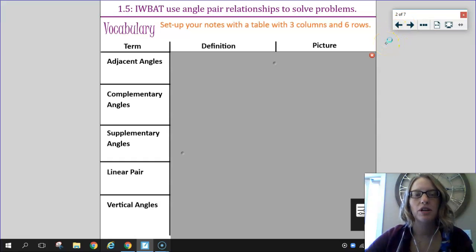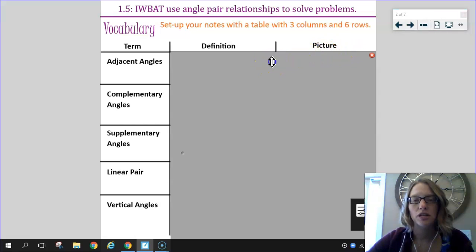As we learn about different angle pairs, you'll want to set up this table in your notes. It should have 3 columns, one for the term, one for the definition, and one for the picture, as well as 6 rows, the row at the top, and then for the 5 terms, adjacent angles, complementary angles, supplementary angles, linear pair, and vertical angles. Go ahead and pause the video here while you set up the table, and then resume to learn about the definitions.